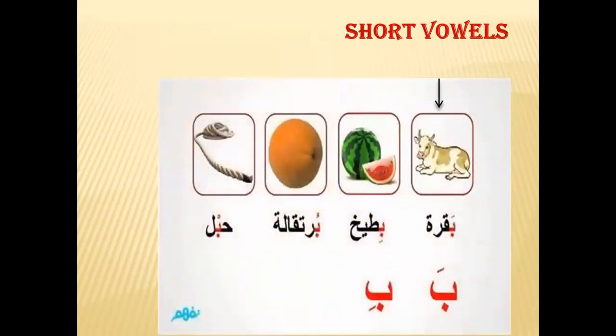ب فتحة ب بقرة. Please repeat after me. بقرة. ب كسرة ب بطيخ. بطيخ. ب ضمة ب برتقالة. برتقالة. ب سكون أب حبل. حبل.